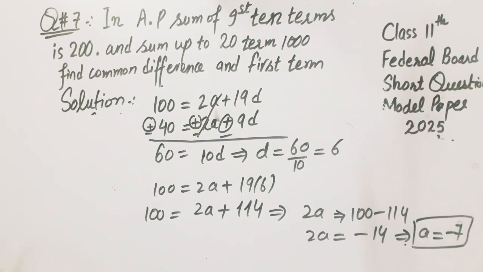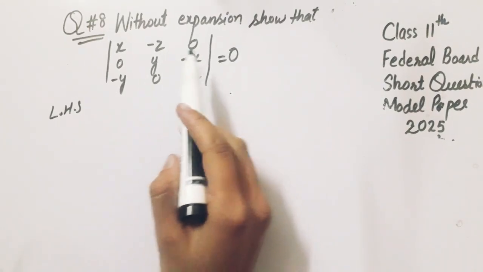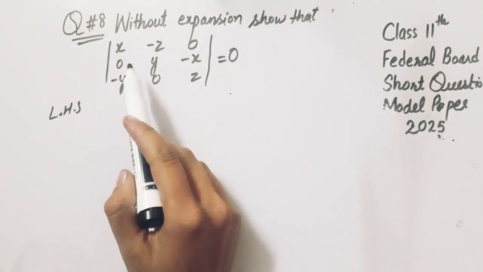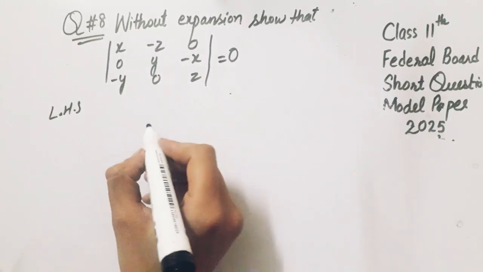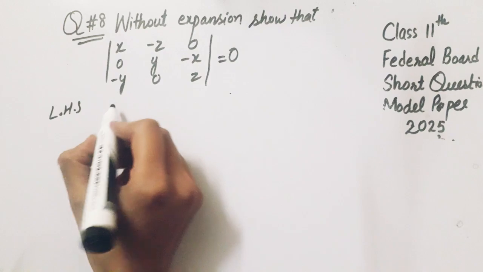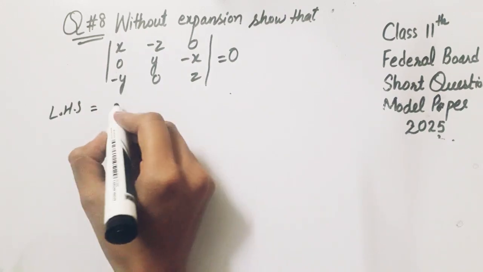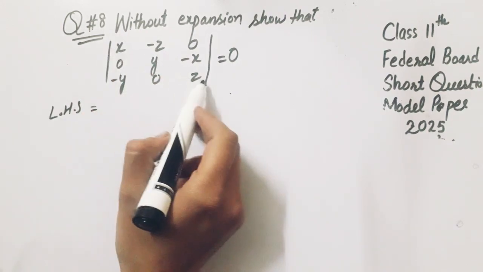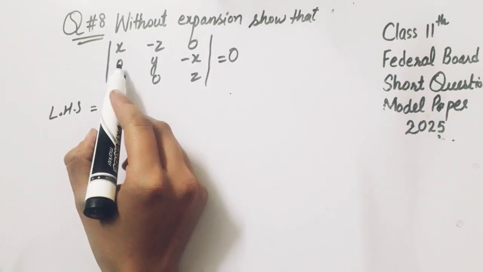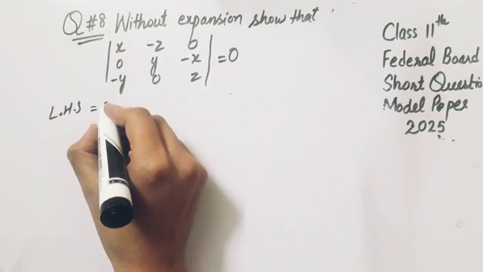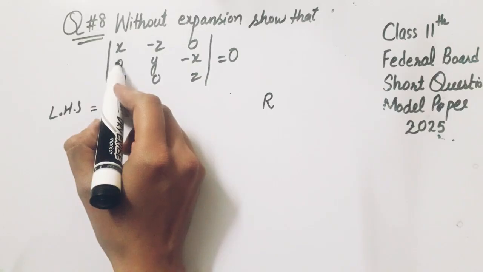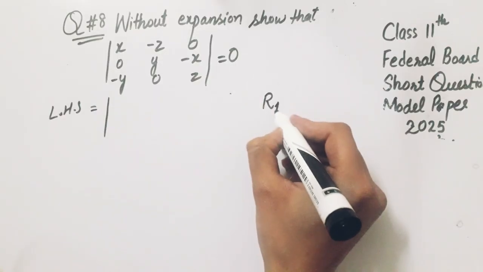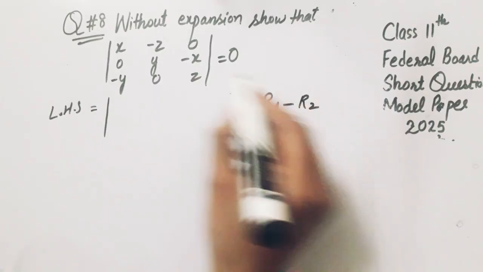Now we will solve the next question. Question number 8 is: without expansion, show that this determinant is equal to 0. So here we apply some formulas. First of all, arrange this so that in the diagonal you have 0. So you will interchange R1 and R2.